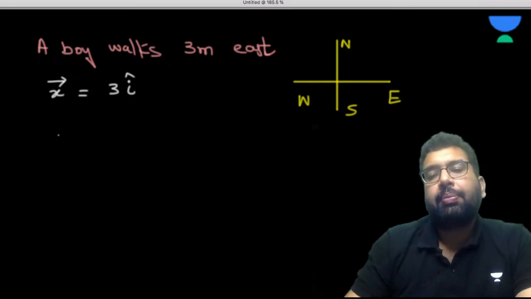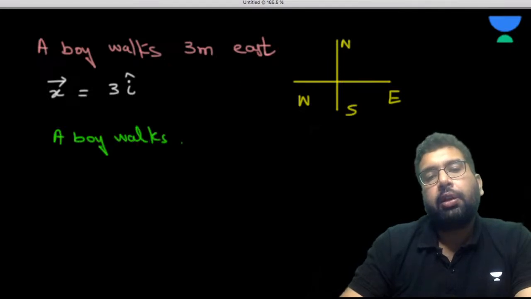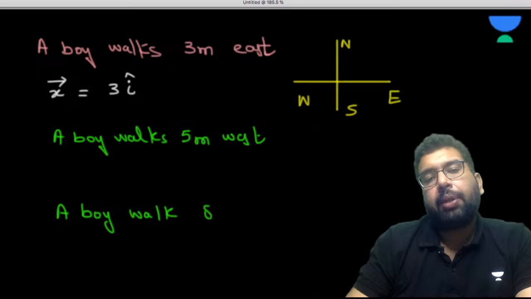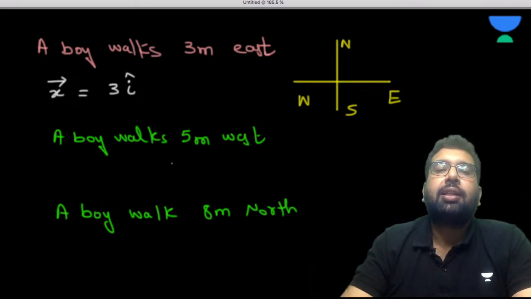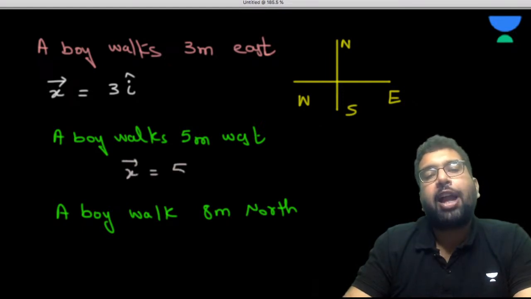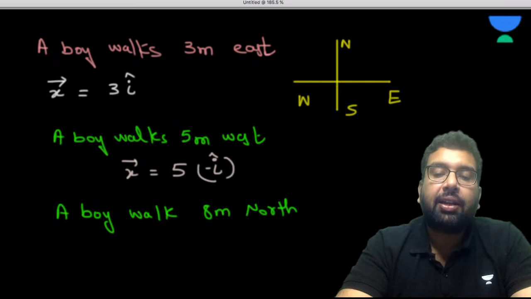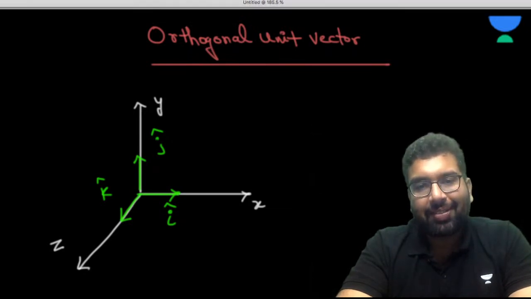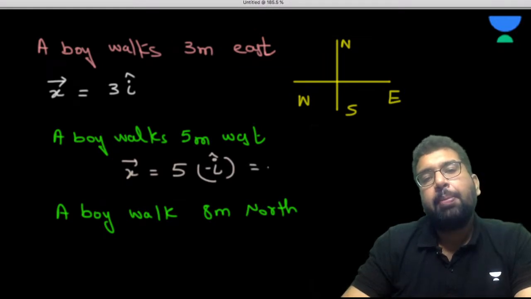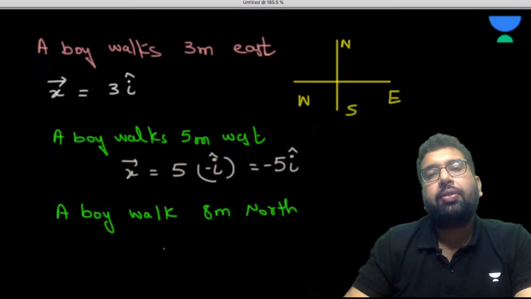Right? Now similarly, if I say a boy walks 5 meter west, how can you represent it in terms of Cartesian? Very simply, our boy walks 5 meter in the negative i direction, isn't it? Negative of a vector concept: if i cap is a vector in the direction of positive x, then minus i is a vector in the direction of negative x. So this will obviously be minus 5 i cap.